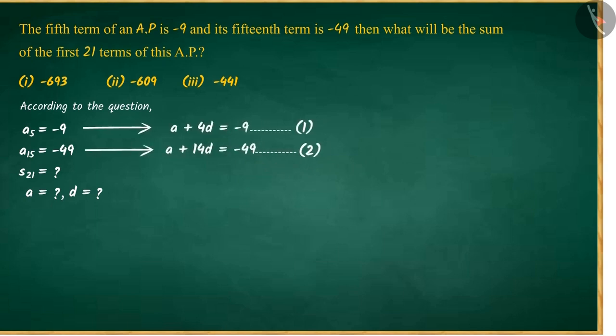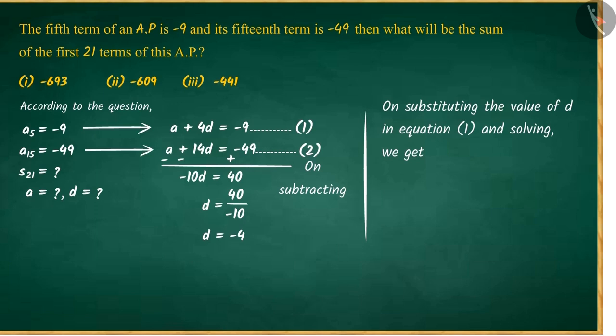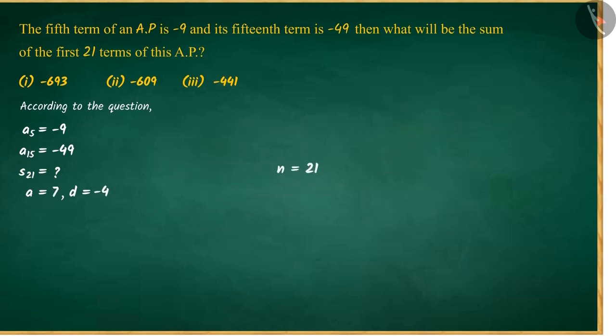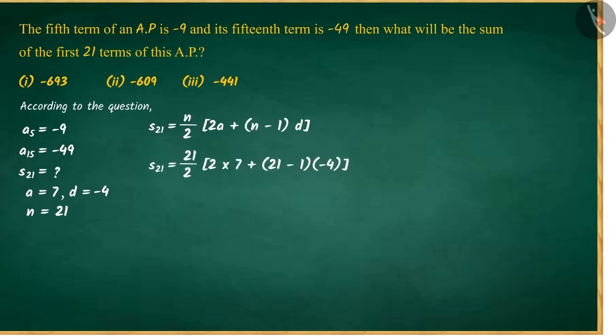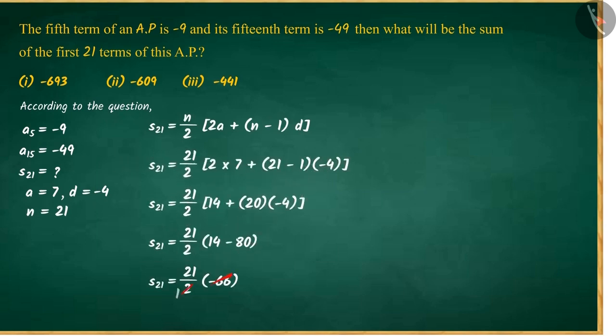Subtracting equation 2 from equation 1 gives us D as minus 4. By substituting the value of D in equation 1, we get the value of A equal to 7. In this question, we have to find the sum of the first 21 terms of the arithmetic progression. In this case, n would be equal to 21. On substituting the values of A, D, and n in the formula to find the sum of the first n terms of the arithmetic progression and solving, we get minus 693. Hence, option 1 is the correct answer.